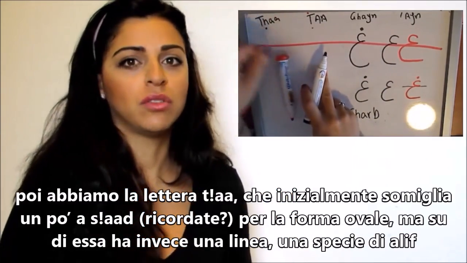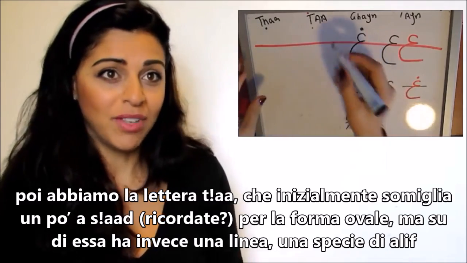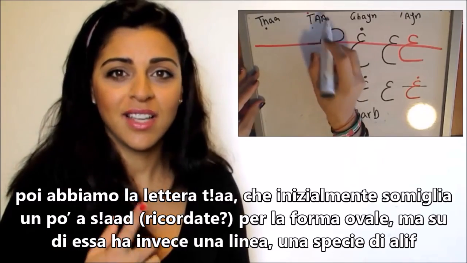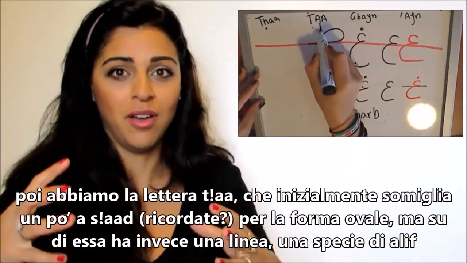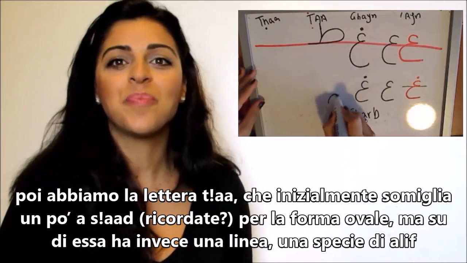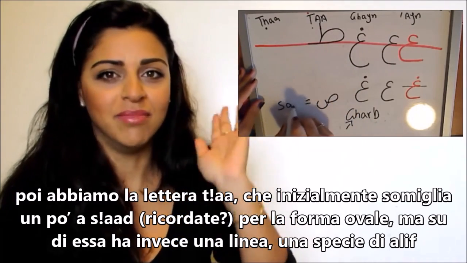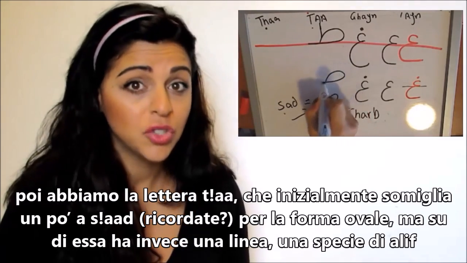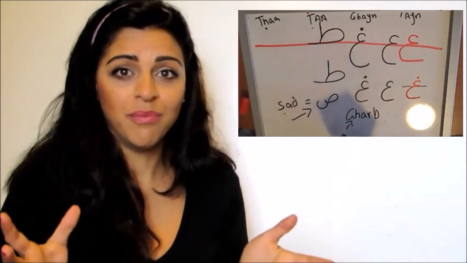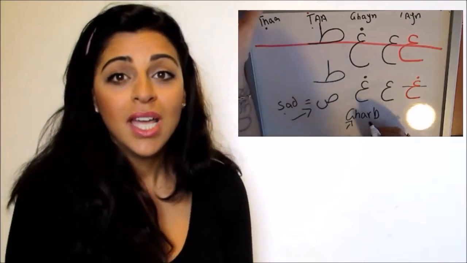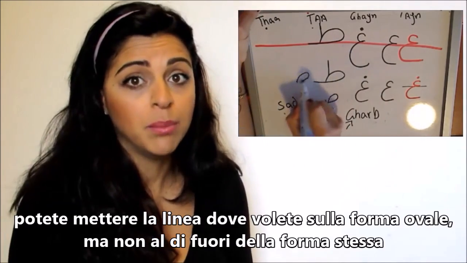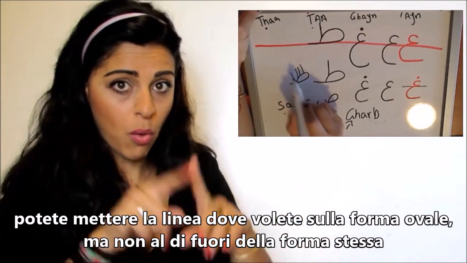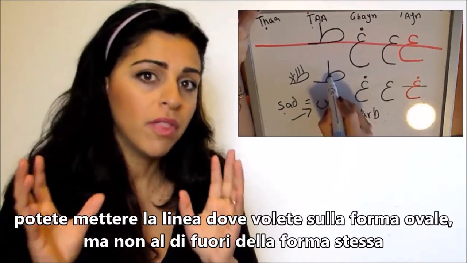Then we have the letter Ta. It looks lovely. It looks like the Sad, if you remember this oval shape. But it has this thing that goes on the head of the egg shape. This line, it looks like an alif, but it should be above this whole round symbol. If you can put it here, you can put it there, you can put it here. The important thing is that you don't put it below the oval shape. It should be on the oval shape, on the egg itself, right?